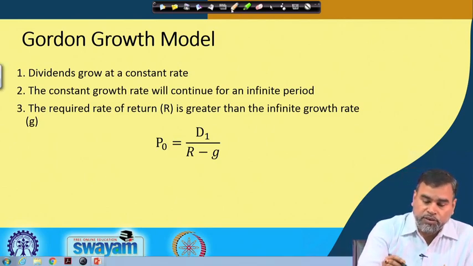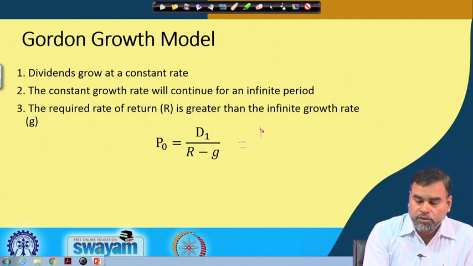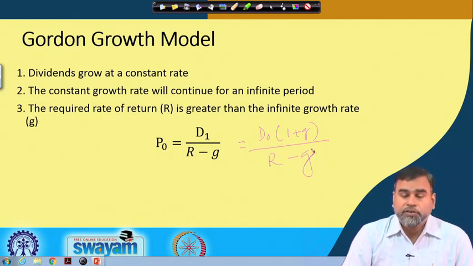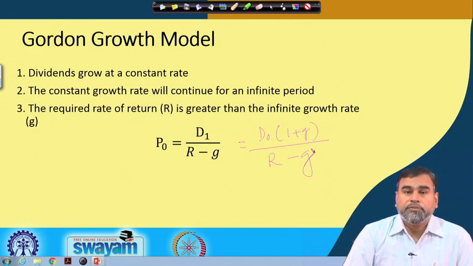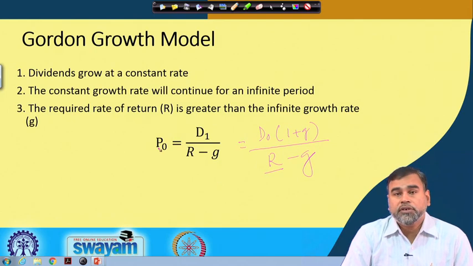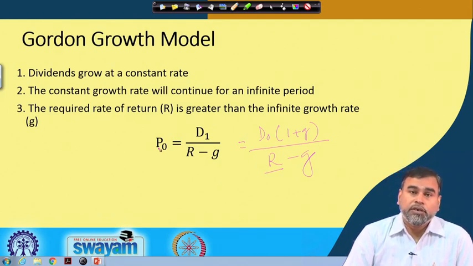Then what is this D1 equal to? This is nothing but D0 into (1 plus g) divided by (r minus g). D0 is the initial dividend that the company is paying, g is the growth rate of the dividend, r is the discount rate or the cost of equity, and this is the way P0 is the intrinsic value of that particular equity, which we are calculating using dividend as the cash flow.